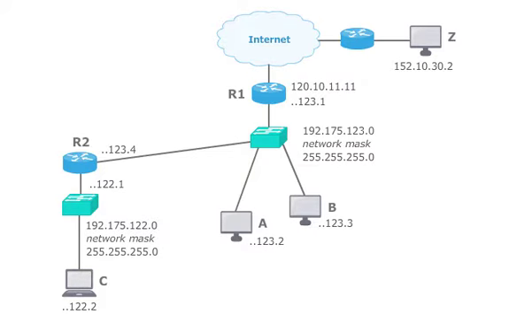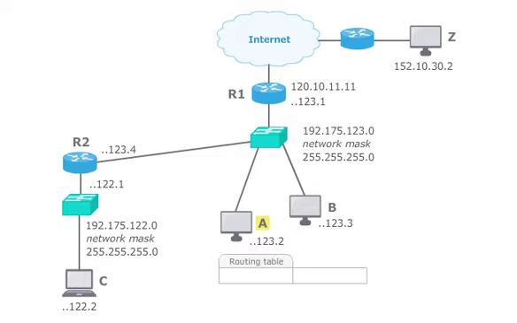The network from the previous example is connected to a second network via router R2. Therefore, we have the networks 192, 175, 123.0, and 122.0. Router R2 has two interfaces which are connected to one of these networks each. Which routing table entries are necessary so that all hosts can communicate with each other and with the Internet?